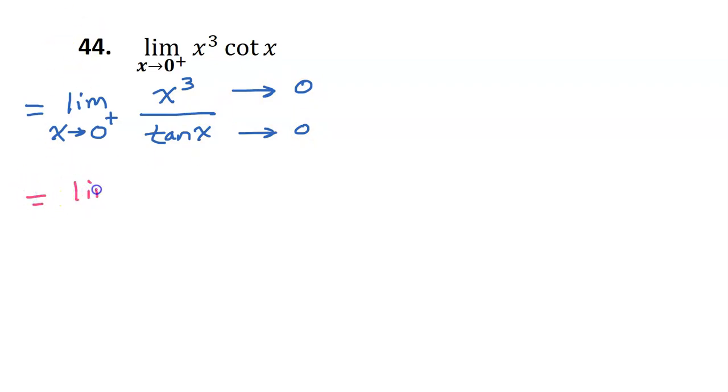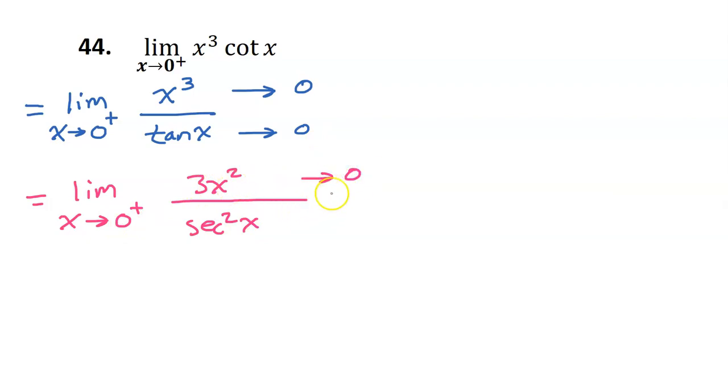So let's take the derivative of the numerator and the derivative of the denominator and see what happens. The derivative of x to the 3rd power is 3x squared. The derivative of tangent is secant squared. As x approaches 0, the numerator is still approaching 0. But what about the denominator? Picture direct substitution. So what is secant squared 0?